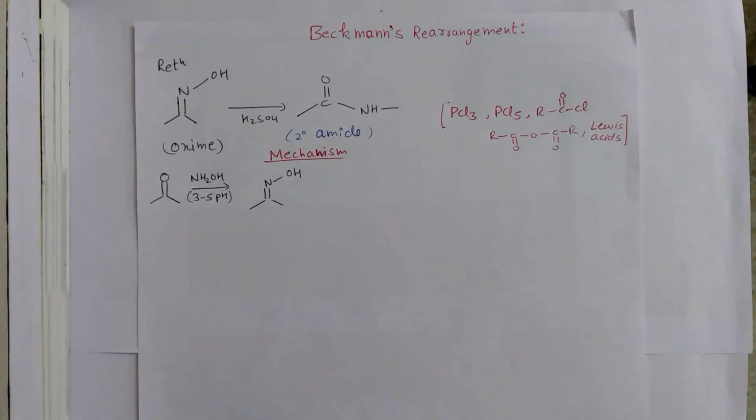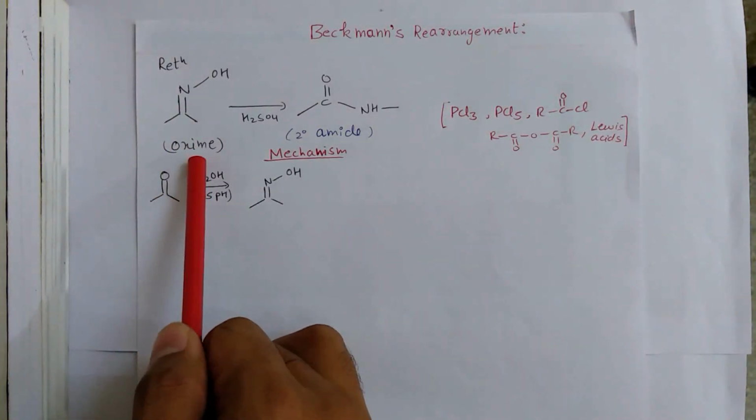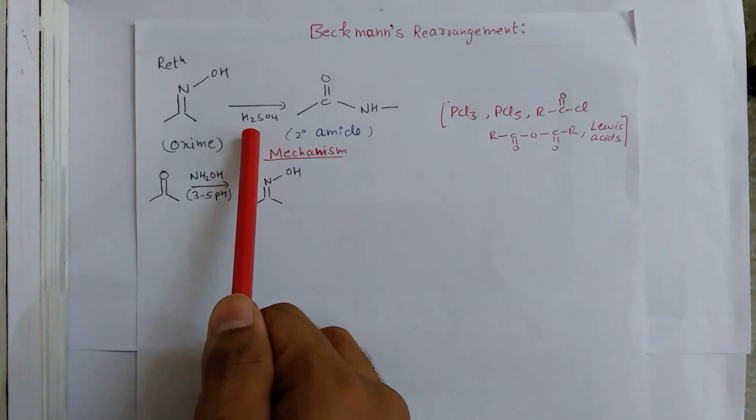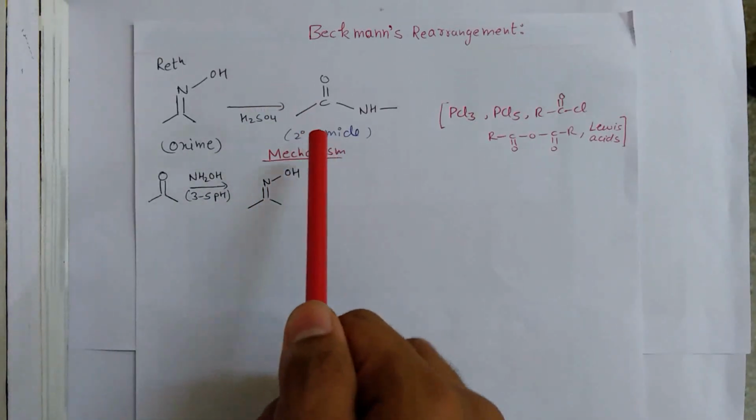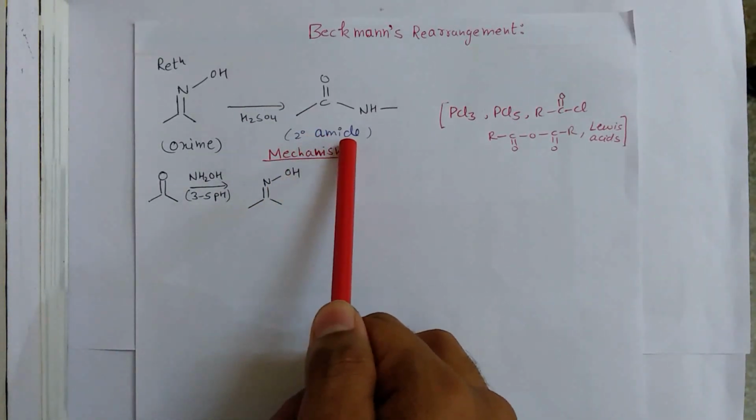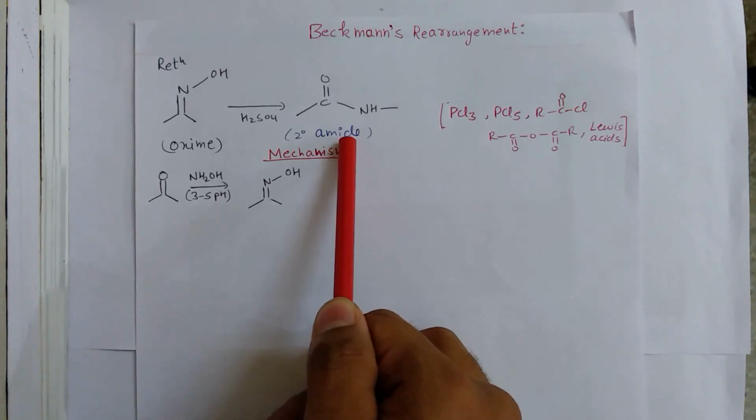So today we'll be doing a very important name reaction, the Beckmann Rearrangement, which is regularly asked in all the examinations. Here we have an oxime which, in an acidic medium, gives you a secondary amide. So let's look into this reaction.